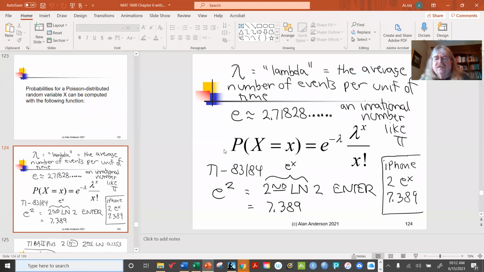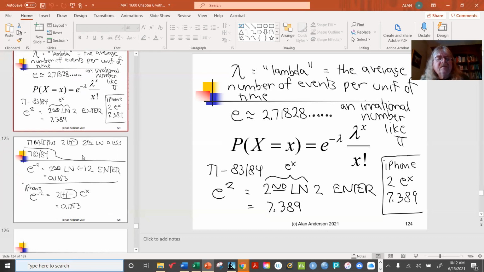So the formula is a little different than what we're used to seeing. We have this e here, which is a constant equal to approximately 2.71828. Lambda, this Greek letter lambda, is the average number of events per unit of time. And of course, down here we have our new friend x factorial. We know exactly what that means.